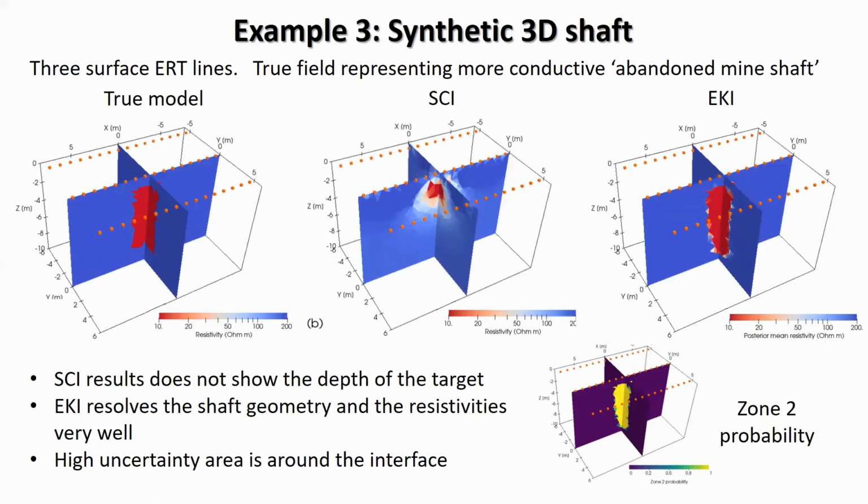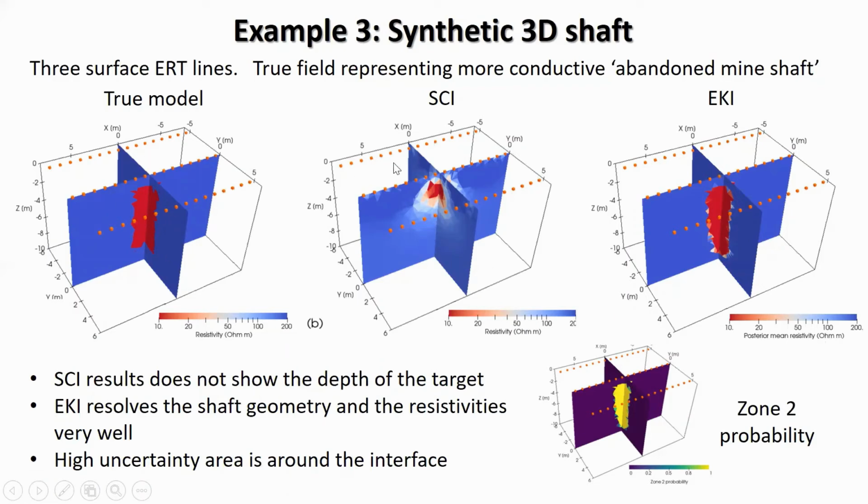Now let's move to 3D. We've got a synthetic problem representing an electrically conductive abandoned mine shaft. So we've got infill soil, say in this mine shaft, in this vertical shaft. We've got surface arrays, 3 surface arrays, and the true model is shown in the left here.